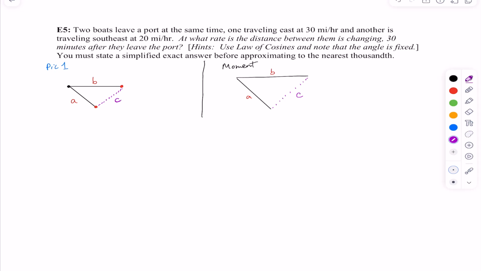And there is an angle here. We do know this angle. There's an angle that is fixed. Traveling southeast will yield a 45-degree angle. Now, a 45-degree angle is actually pi over 4, pi over 4 radians. So that angle is fixed.